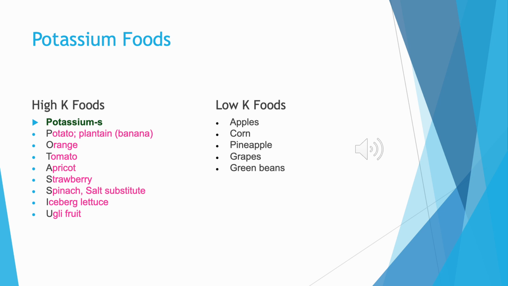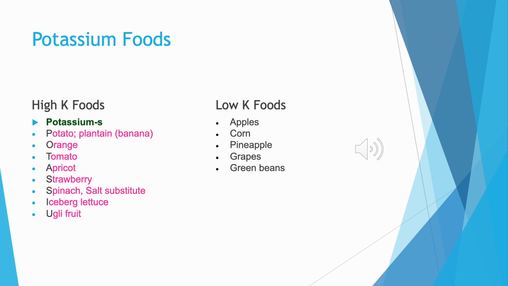Potassium containing foods are important for you to know because if your patients are on diuretics like loop diuretics like furosemide, they're going to lose potassium. If they're on a potassium sparing diuretic, they're going to gain potassium, and ACE inhibitors can also increase the potassium in the body, so they need to avoid high potassium foods.